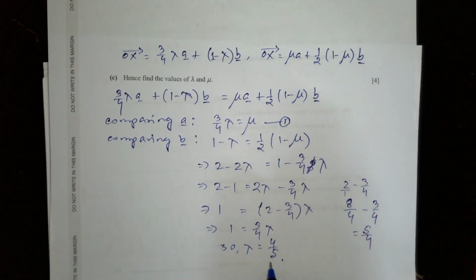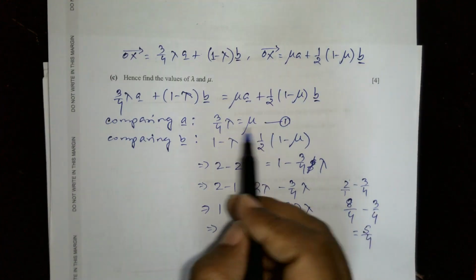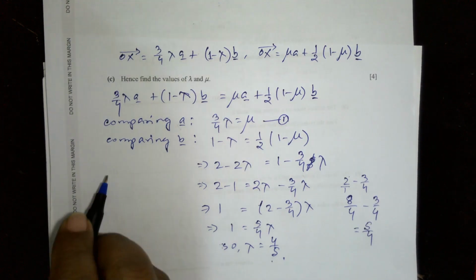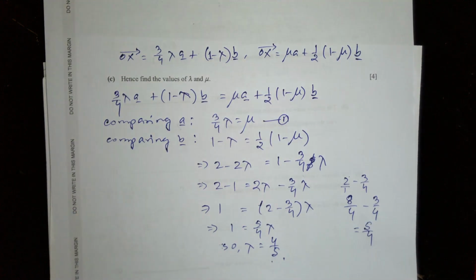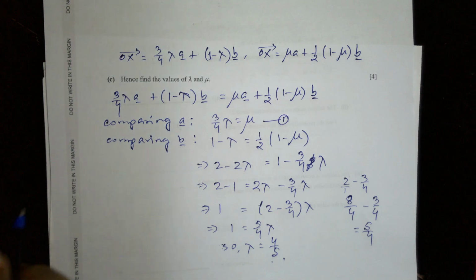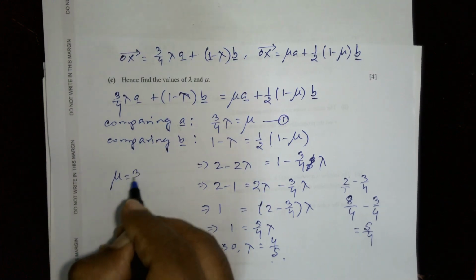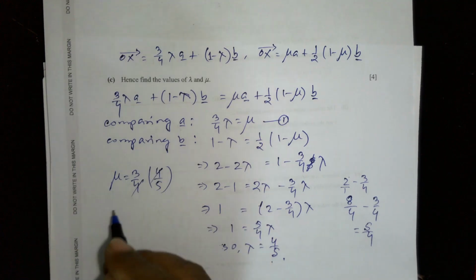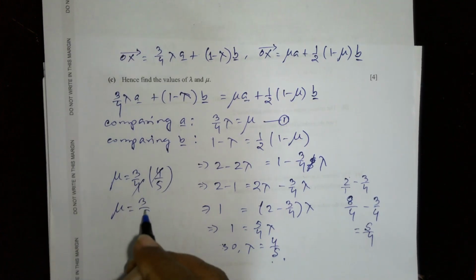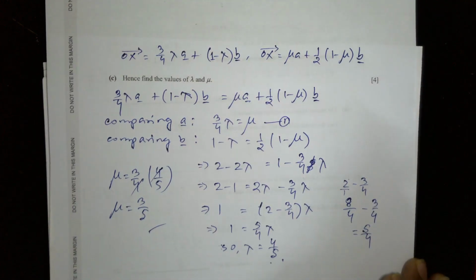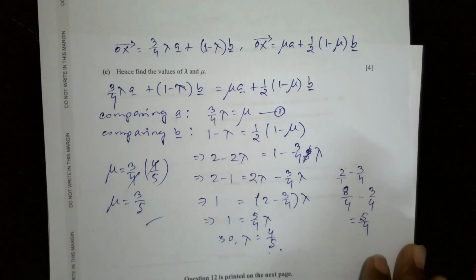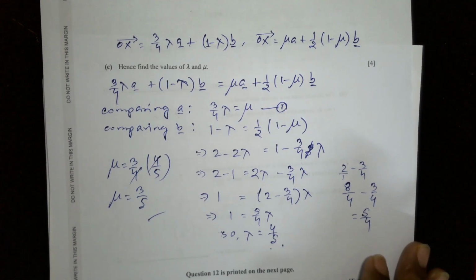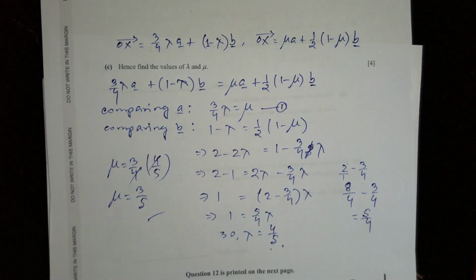Since we got lambda, we had mu in terms of lambda, didn't we? Yes, we did. So now I can write mu is equal to 3 over 4 times 4 over 5. So 4 and 4 get crossed out. So mu is 3 over 5. So our question number 11 has been finished. Okay, so now I will move to the next question.